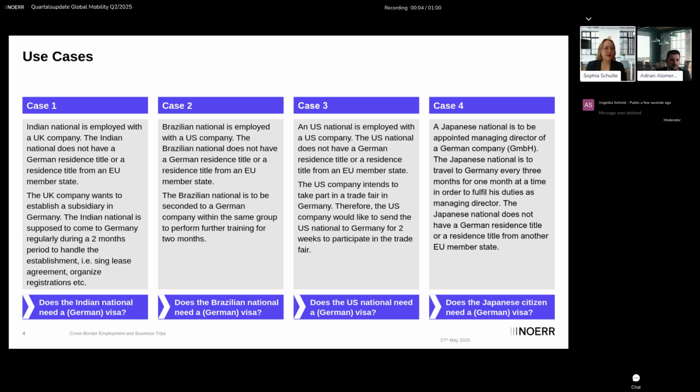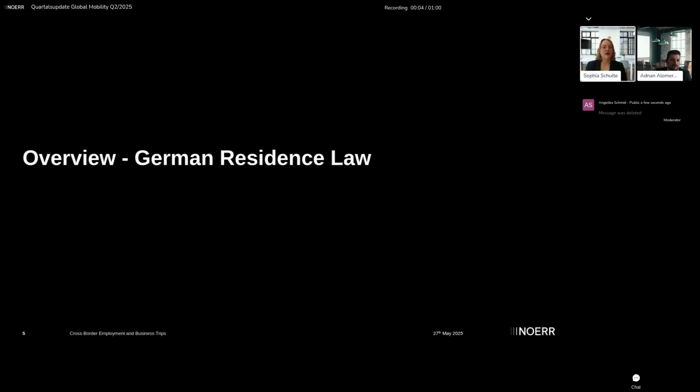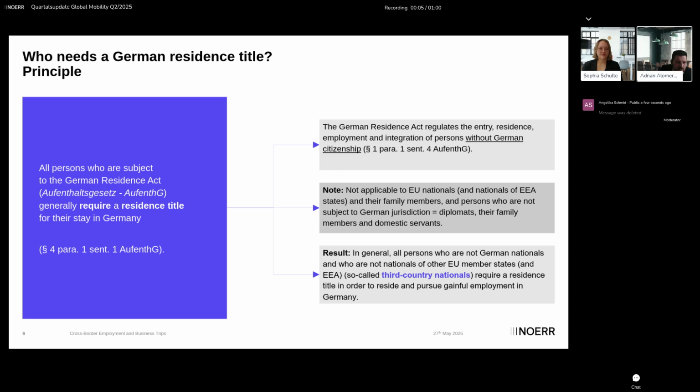And to understand this, my colleague Adnan will now give you an overview of the basic regulations of German residence law. Adnan. Thank you, Sophia. Welcome from my side as well. As announced, we will go through an overview of German residence law, and there we will have a look at what is to be taken into account and what applies for an employment or a business trip under German employment and residence law.